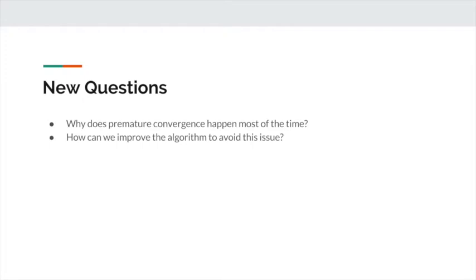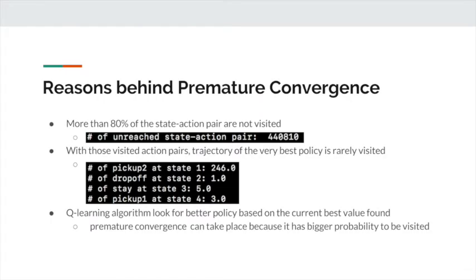Apparently, the training most often converges to a local minimum, so this leads us to new questions. Why does premature convergence happen most of the time, and how can we improve the algorithm to avoid this issue? So I made the agent return the number of times that it has taken the specific state action pair along the very best policy. It turns out that the actions along the trajectory of the very best policy are rarely visited. Essentially, this is one drawback of Q-learning, that it looks for better policy based on the current best value found, and premature convergence can take place because it has bigger probability to be visited.